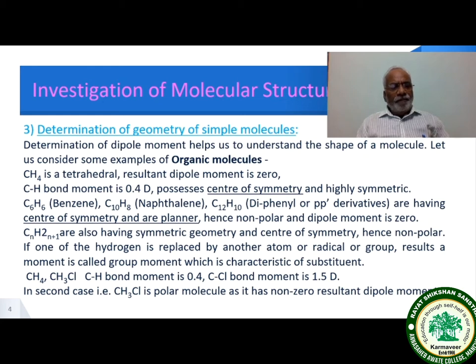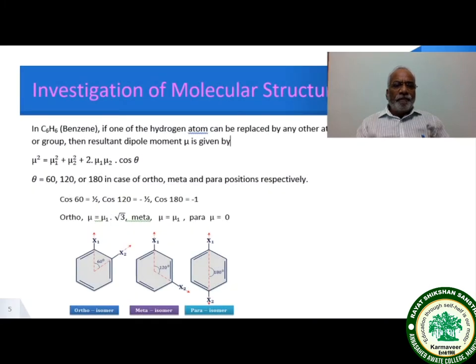For example, in the case of CH4, we replace one hydrogen by chlorine. So the bond moment for the CH bond is 0.4, the CCl bond is 1.5 D, and the resultant dipole moment is non-zero, and hence the molecule is polar in nature.